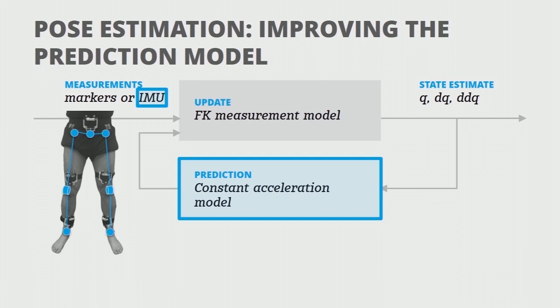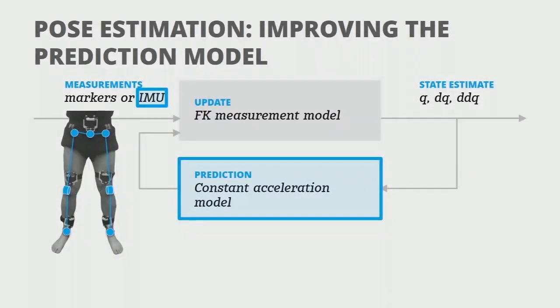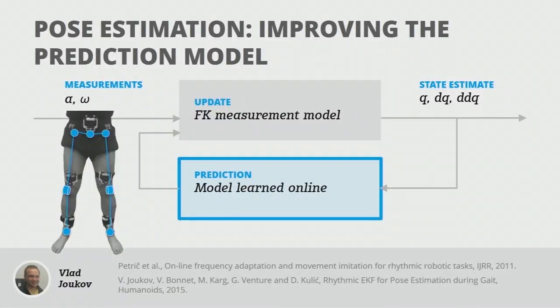Here our constant acceleration model becomes an issue because it leads to a lag and incorrect joint angle estimates. We would like to improve upon the constant acceleration assumption, but it's not clear how we could come up with a better generic model, because we know that there are significant differences between individuals, but also, particularly in the rehabilitation setting, there could be significant differences in the motion profile of a single individual over time. So what we propose to do is to learn the prediction model online during observation.